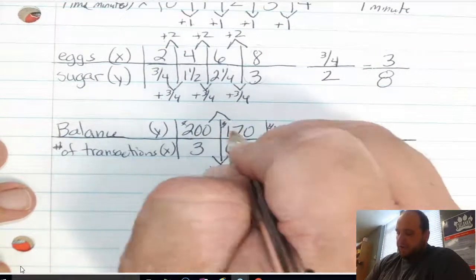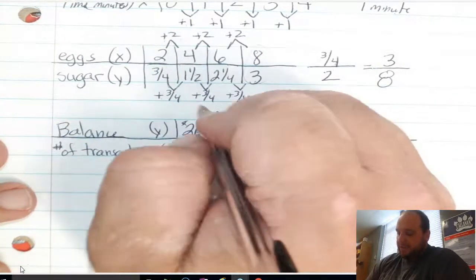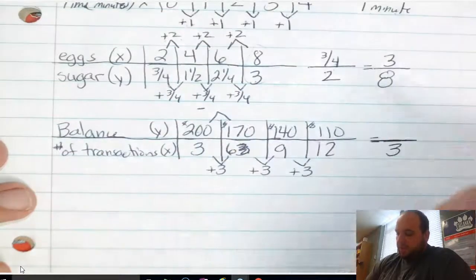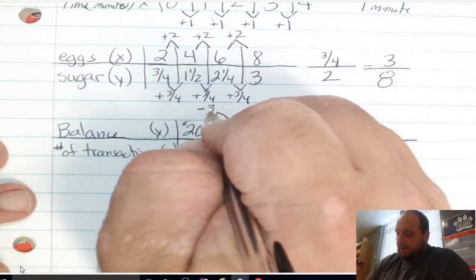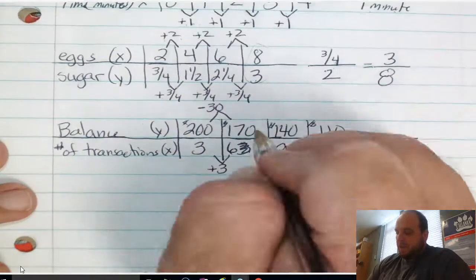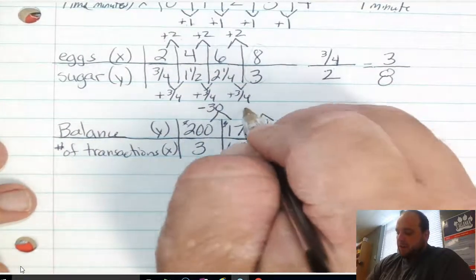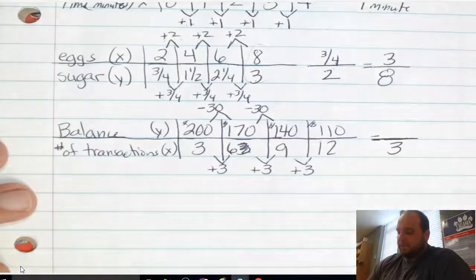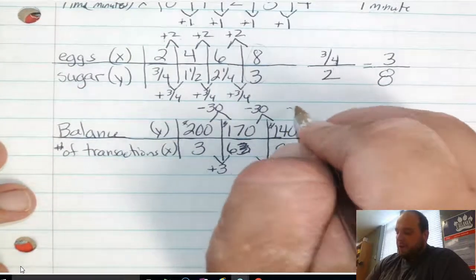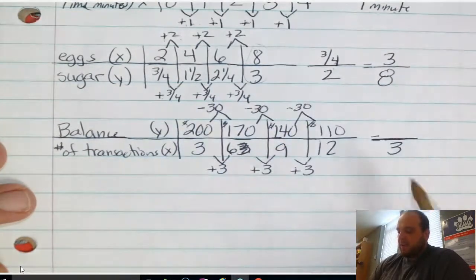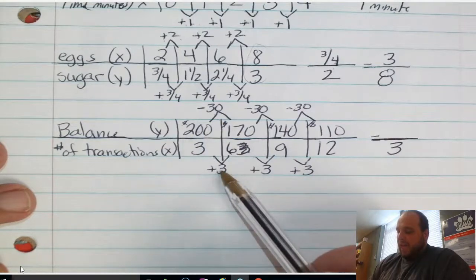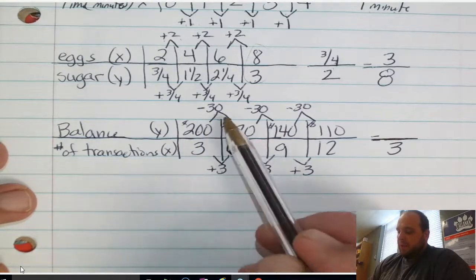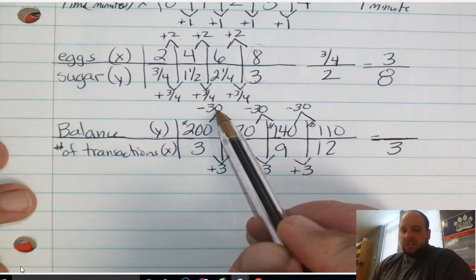I noticed it was at 200. It went down to 170. So it went down, so I'm going to put a minus, or in this case, a negative. It went down 30. I noticed from 170 to 140, it went down 30 again. From 140 to 110, it went down 30 again. So I noticed as the transactions went up by 3, my balance decreased by 30 each time.